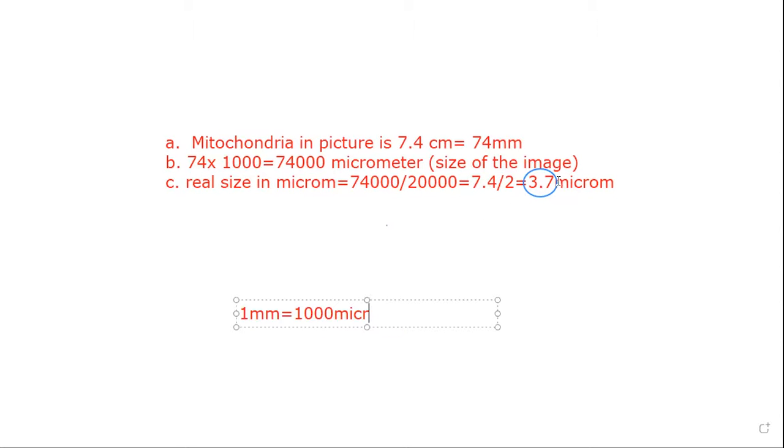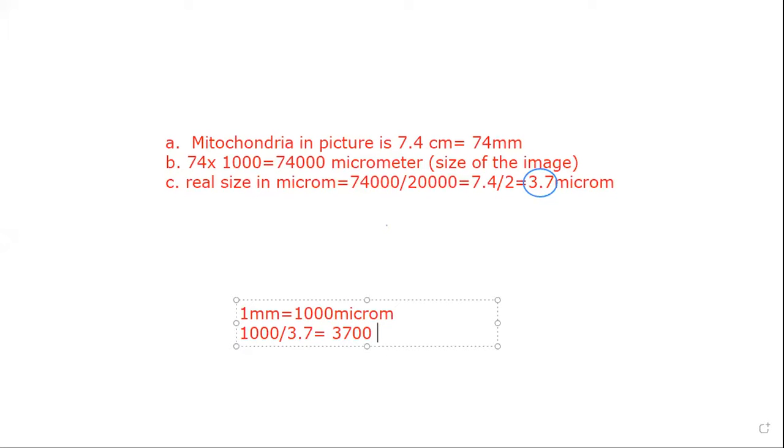3.7 micrometers is the real size of a single mitochondria. So 1000 divided by 3.7. What happens? 1000 divided by 3.7 is equal to 3700. So you will have this much, 3700. You have to convert into millimeter.